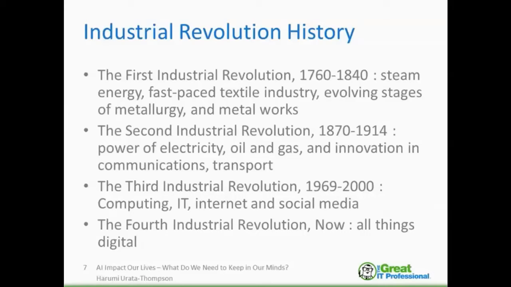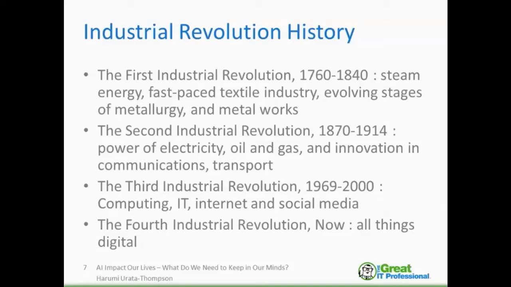The first industrial revolution took place from 1760 to 1840, and we saw things like steam energy and the fast-paced textile industry evolve during that time, which really pushed the economy forward. The second industrial revolution, 1870 to 1914, brought the power of electricity, oil and gas, which energized the whole economy and brought innovation in communications and transport. So it became much easier to go to and communicate with people and places that were far away from us.